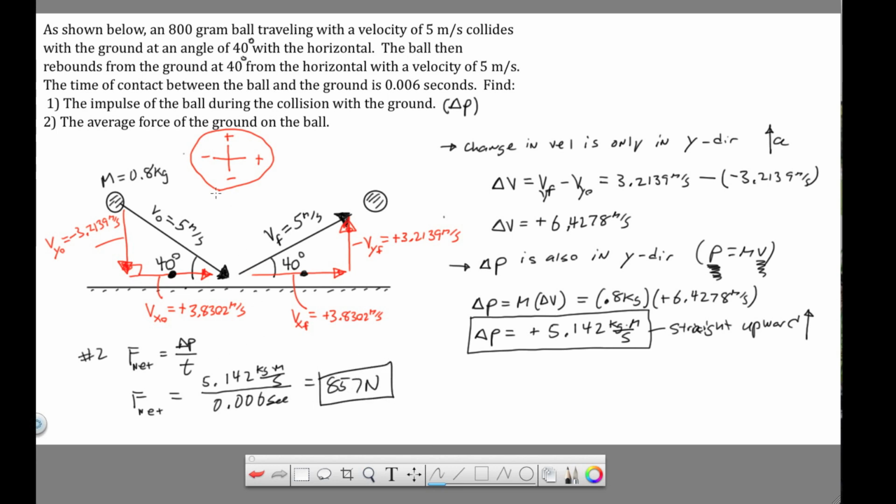So actually, this is the net force. I just realized the question says the average force of the ground on the ball, which is a little bit different than the net force. So let's just change this to the net force on the ball. We're going to change this question here: the net force on the ball.